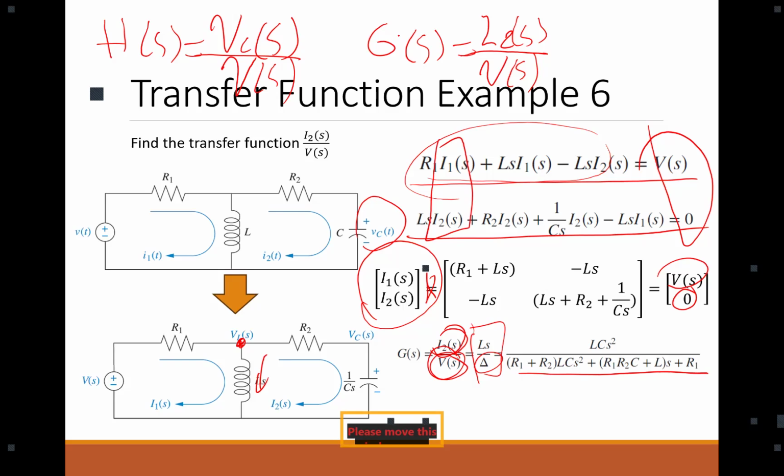What are you changing between G of S and H of S? We are replacing the current with the voltage, the current of the capacitor with the voltage of the capacitor. Is that clear for everyone? I2 is the current passing through the capacitor. Between G and H, we're replacing the current with the voltage for the capacitor. Any question about that?